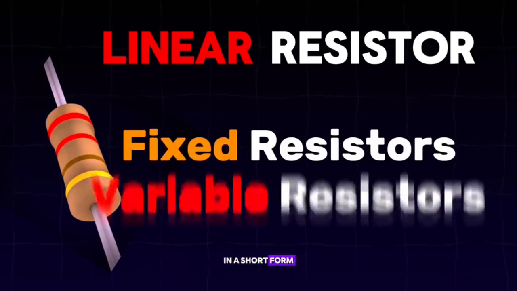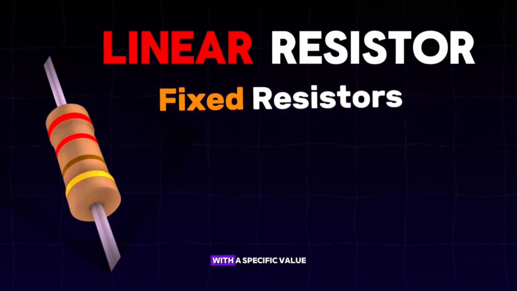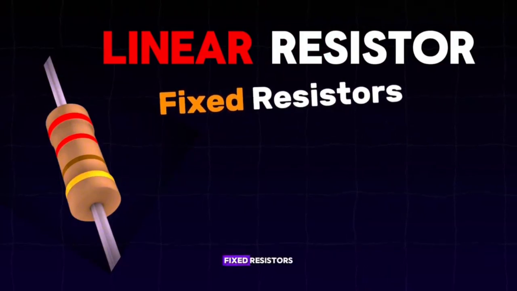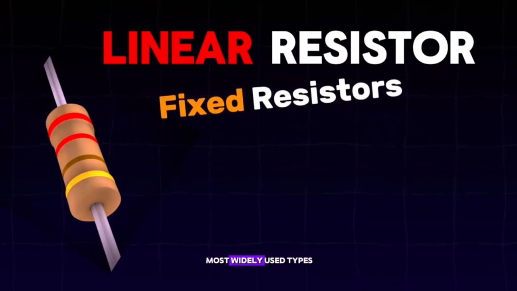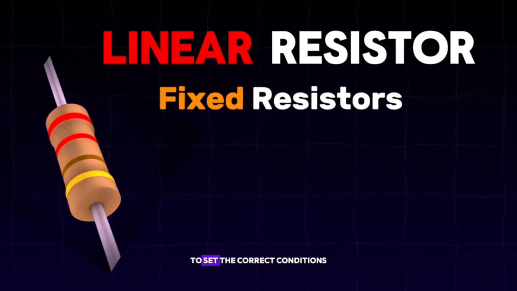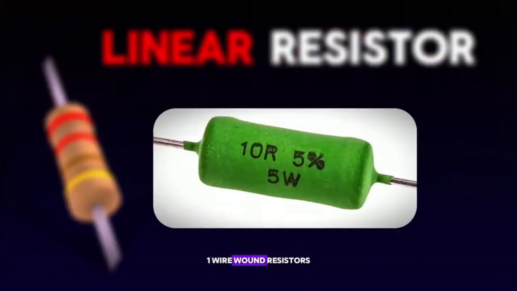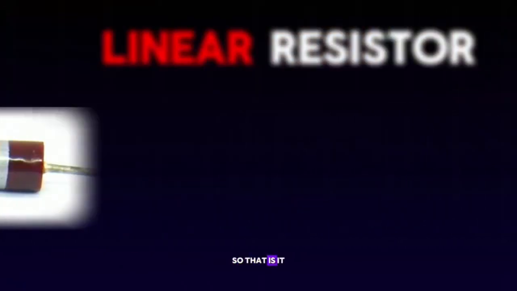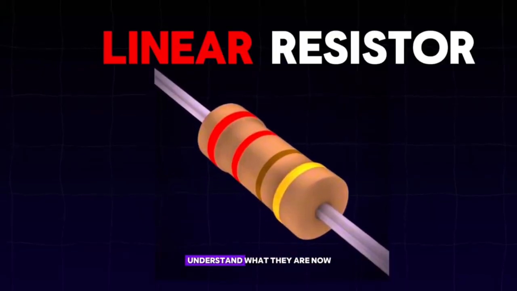In a short form, fixed resistors are resistors with a specific value. Fixed resistors are one of the most widely used types of resistors. They are used in electronic circuits to set the correct conditions in a circuit. There are also various types of fixed resistors. We have 3 commonly used ones in the circuit: 1. wire wound resistors, 2. thin film resistors, and 3. carbon composition resistors. So that is it for fixed resistors, and I hope you understand what they are now.